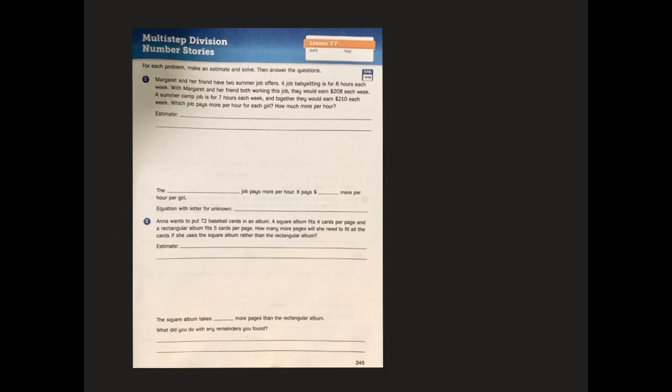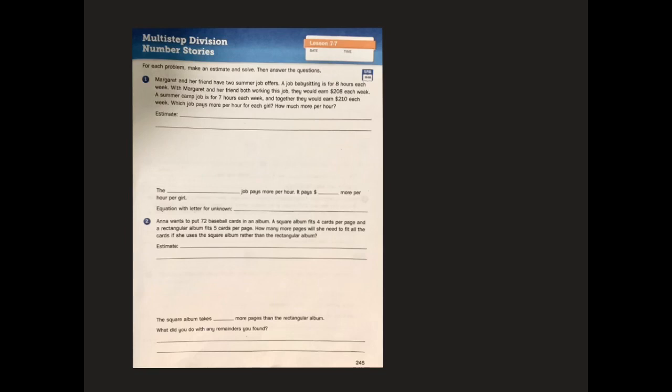Look at number 1 with me. Margaret and her friend, we can imagine Maggie and Mars in this situation, can't we? So Margaret and her friend have 2 summer job offers. A job babysitting is for 8 hours each week. With Margaret and her friend both working this job, they would earn $208 each week. That's pretty good. A summer camp job is for 7 hours each week, and together they would earn $210 each week. Which job pays more per hour for each girl? How much more per hour?